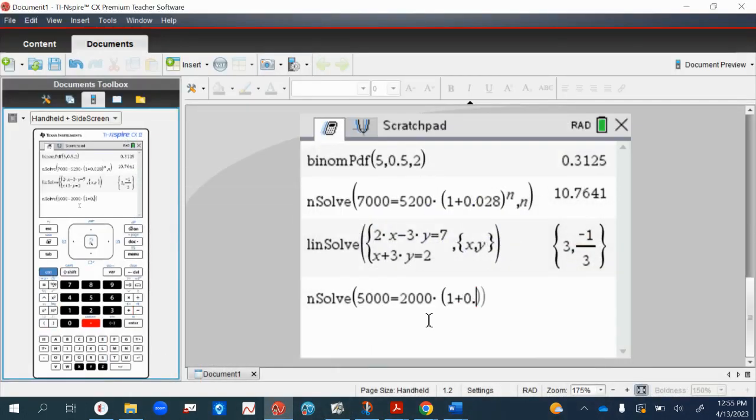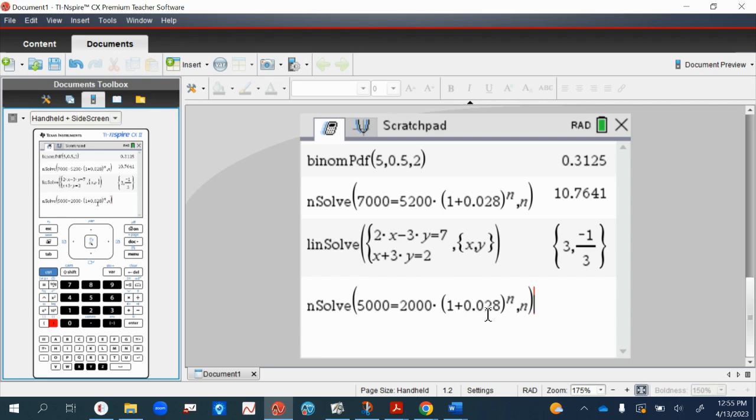1 plus 0.028. So this is from the practice questions that you're going to get today or tomorrow, depending on when you look at this. Right, so that's to the power of n. What are we solving for? What's the missing value? It's n. So I just have to put in a comma, n, and close the brackets. If that was x, we'd put comma x. If we're solving for y, put comma y.